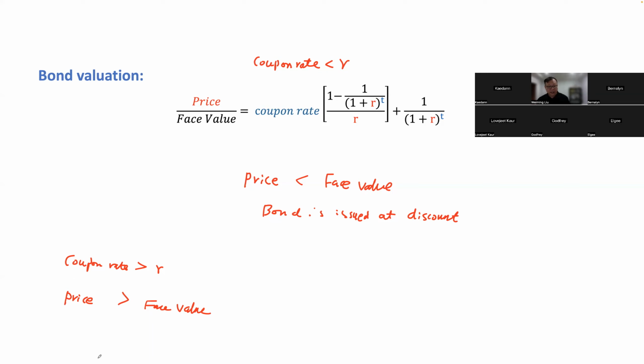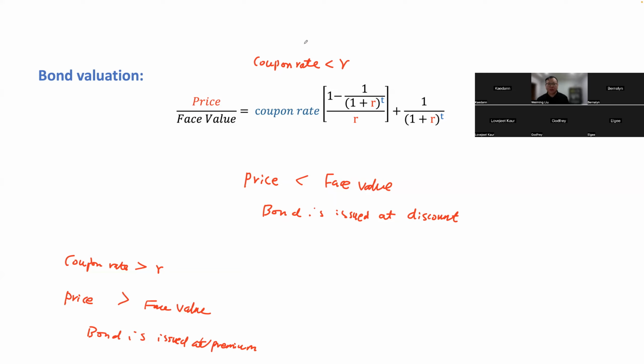That's called a bond issued at a premium, okay? So it's important that you understand the logic. And of course, when the coupon rate equals the market rate, we already know that the bond is issued at par, equal to the face value, right?